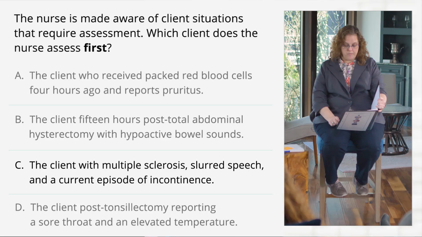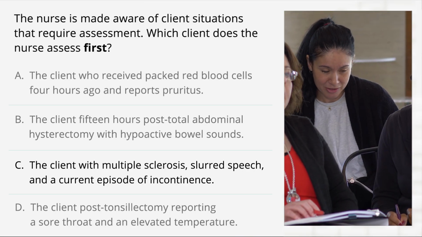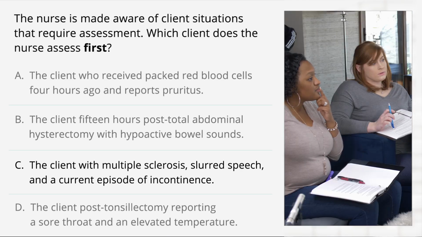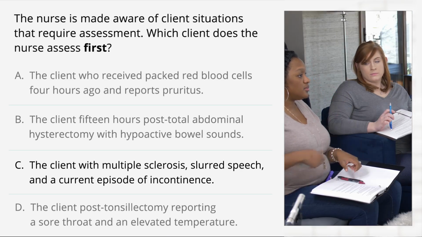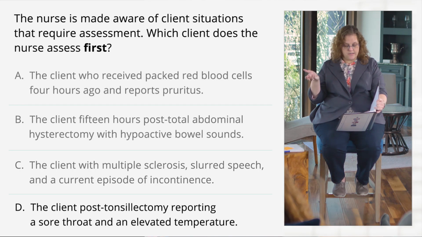Then the client with MS, slurred speech, and incontinence. Is that expected? Is that slurred speech expected? So what do you know about multiple sclerosis? You lose function sometimes. So is there anything here that's abnormal for that? No. All right. The client after a tonsillectomy with a sore throat and an elevated temperature.